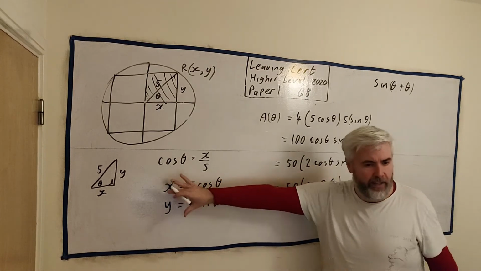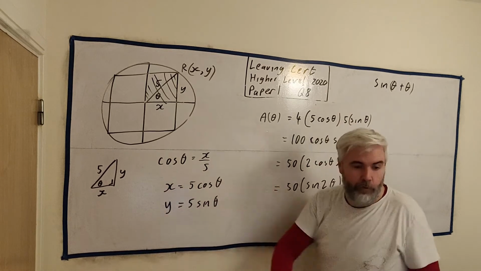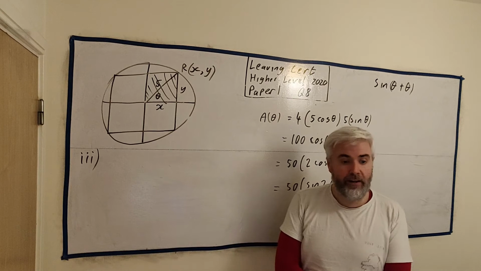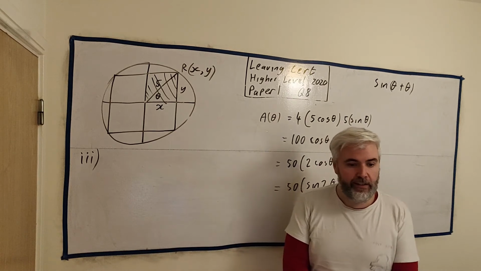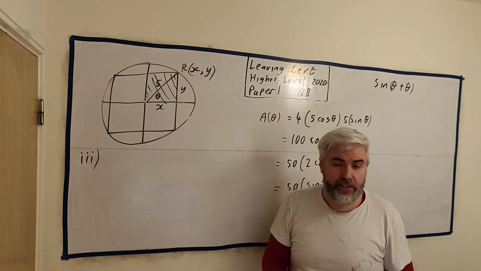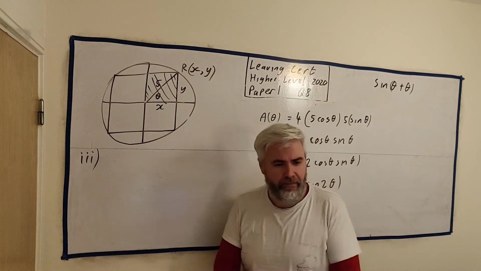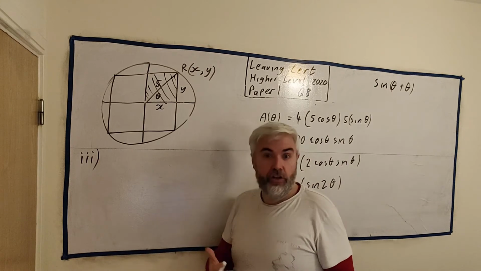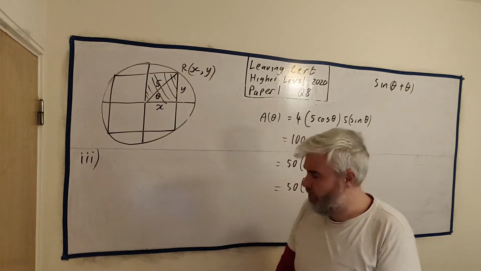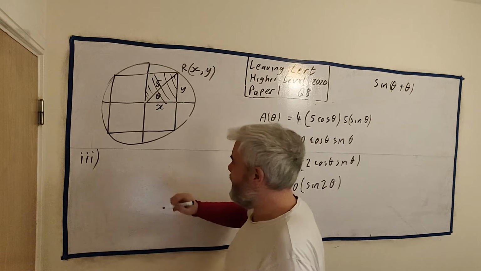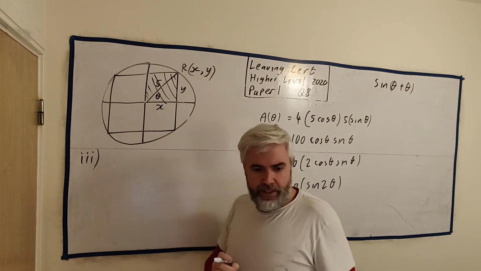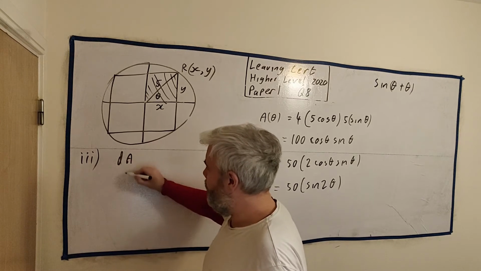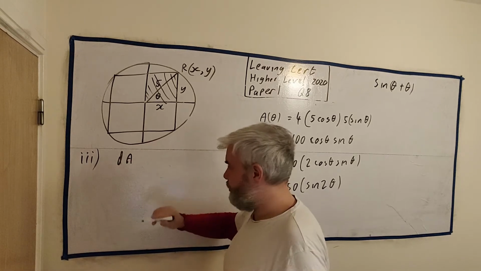I'll rub out here. I'll just need a little bit of room and we'll do part 3. Part 3 asks us to use calculus to show that the rectangle with maximum area is a square. Now they've done us a bit of a favour there by saying use calculus. They didn't have to. They could have just said show that the maximum is a square. So when we think maximum, we should think differentiation.